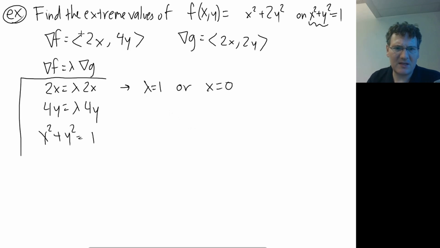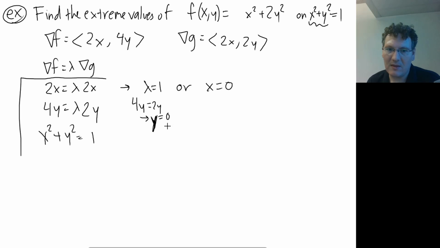I think I made a little mistake on the second equation. I did. This should be lambda times 2y. Okay, so we look at cases. What if lambda equals 1, right? Well, if you plug that into the second equation, that means 4y equals 2y. That's only going to happen when y is equal to 0. And if y is equal to 0, then if you plug that into the third equation, you have x squared equals 1. That means x is going to be plus or minus 1.